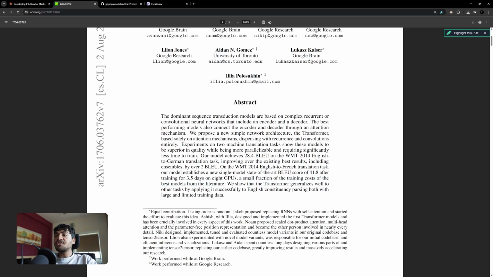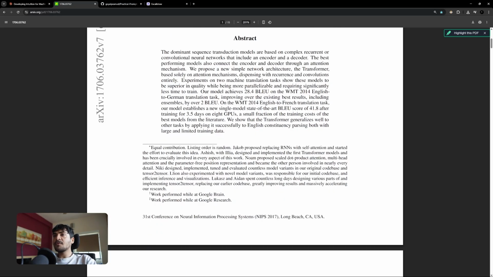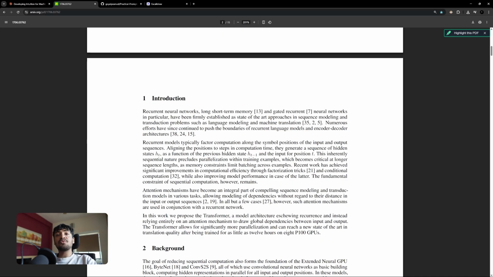So they also mention that we show that the Transformer generalizes well to other tasks by applying it successfully to English constituency parsing both with large and limited training data. Phew, that was just the abstract. But worry not, it gets easier with time. If this is your first paper, take your time, spend a few weeks trying to understand it and try to implement it. The sooner you take the harder path, the easier it will become for you to read the harder papers. So now let's move on to the introduction.